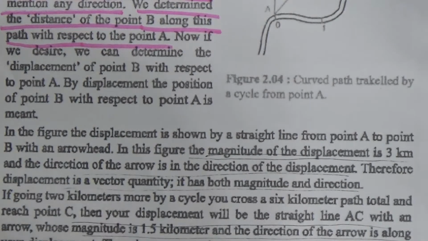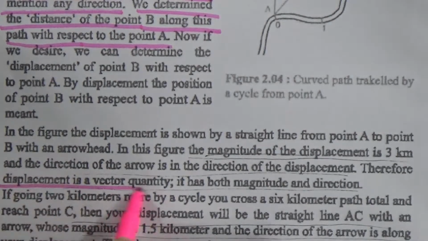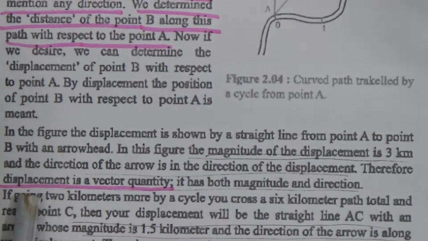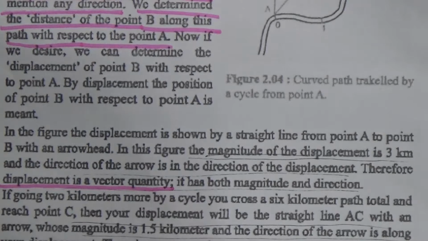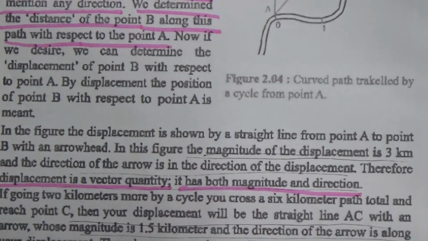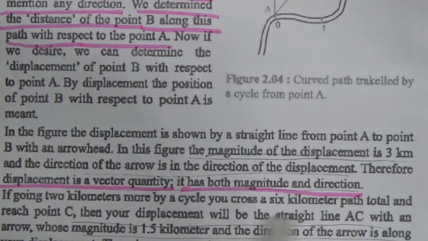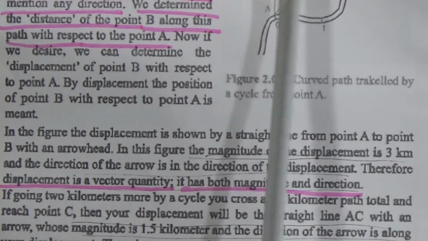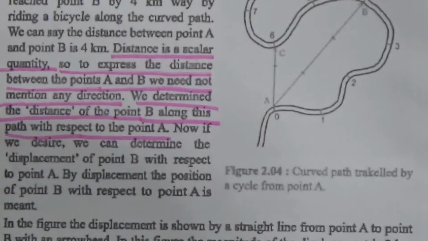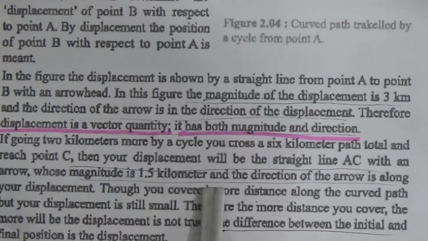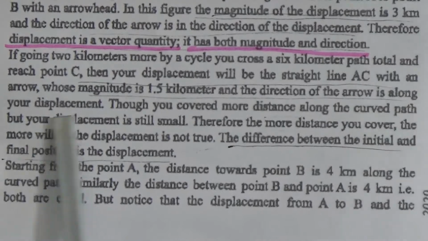Therefore displacement is a vector quantity, my dear students. This line is important for MCQ: displacement is a vector quantity. It has both magnitude and direction, okay. Why is displacement a vector quantity? Because it has both magnitude and direction. And if, going 2 kilometers or more by cycle, you cross a 6 kilometer path in total and reach point C, then your displacement will be the straight line AC with an arrow, whose magnitude is 1.5 kilometer, and the direction of the arrow is along your displacement.